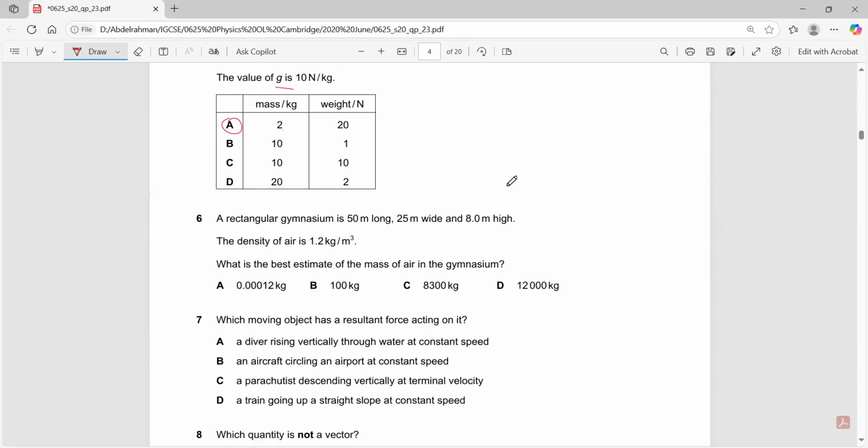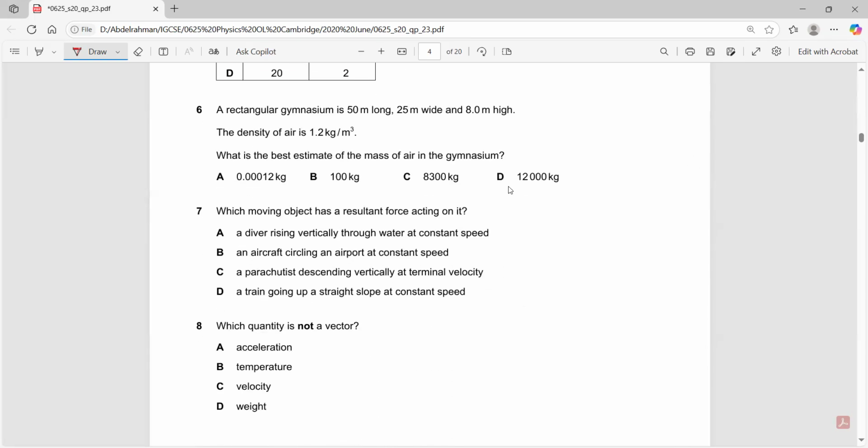A rectangular gymnasium is 50 meters long, 25 meters wide, 8 meters high. Given the density, what is the mass? Can I find the mass? Yes, mass would be equal to the density times the volume. So 1.2 times 50 times 25 times 8. You do not need to convert anything in this question. It will give you a total mass of 12,000 kilograms.